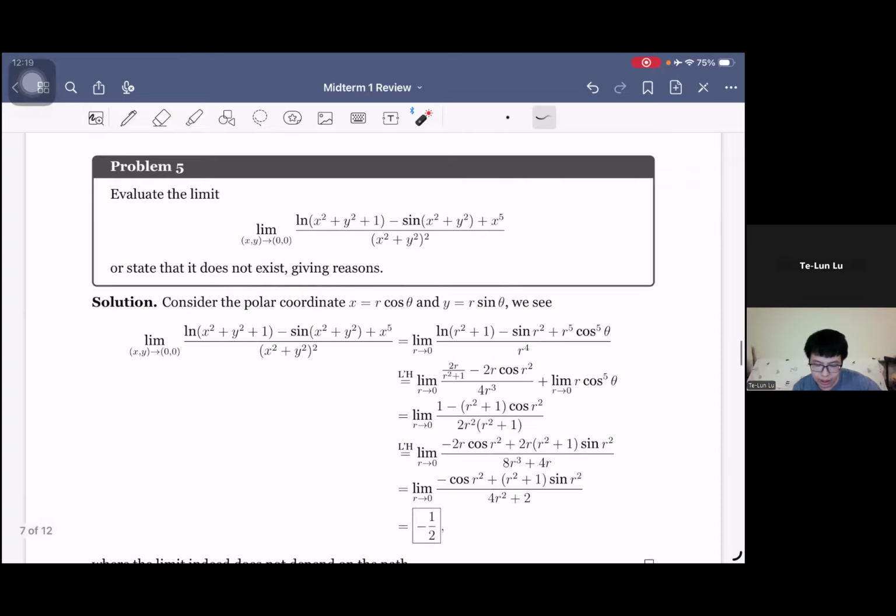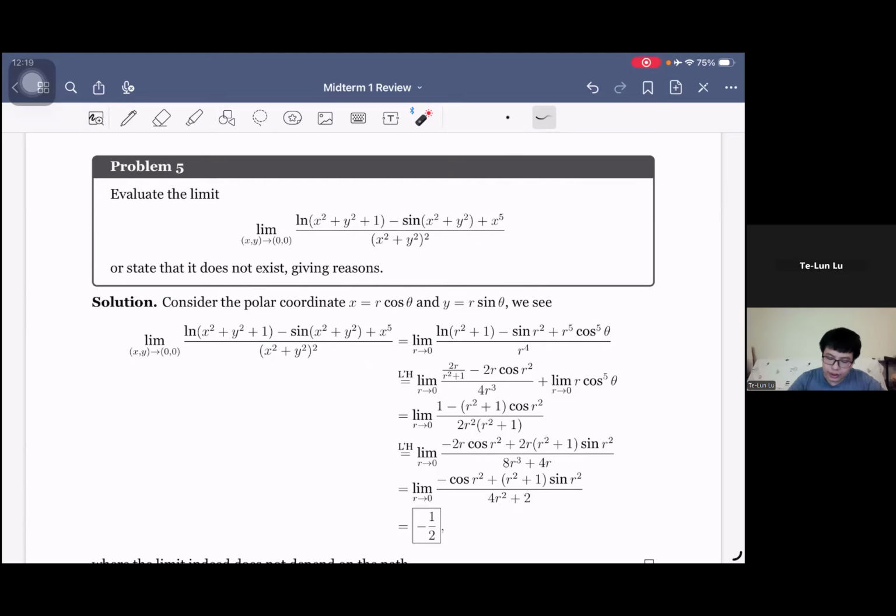Right. So now for the second question, I asked you to evaluate this limit. As I mentioned, there is this one time when you can compute the limit, which is when you're in a 2D setting and you're approaching the origin. So in this case, let us replace x and y with r cosine theta and r sine theta, and let us try to evaluate whether this exists or not.